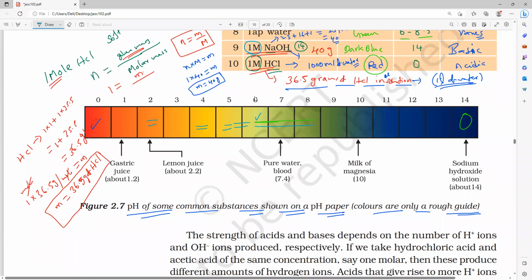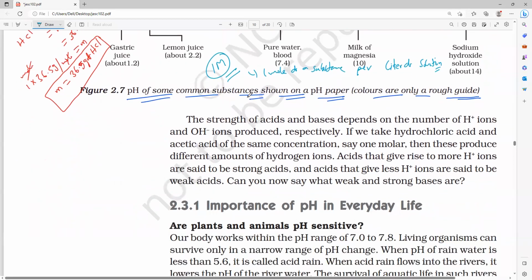See, all of you always remember, not only in this class, any class you go, 1 M means one mole of a substance per 1 liter of solution. 1 M means 1 mole of a substance per how many liters? Per 1 liter of solution. So that is what is called 1 M. So anybody having any doubt, you can ask me.